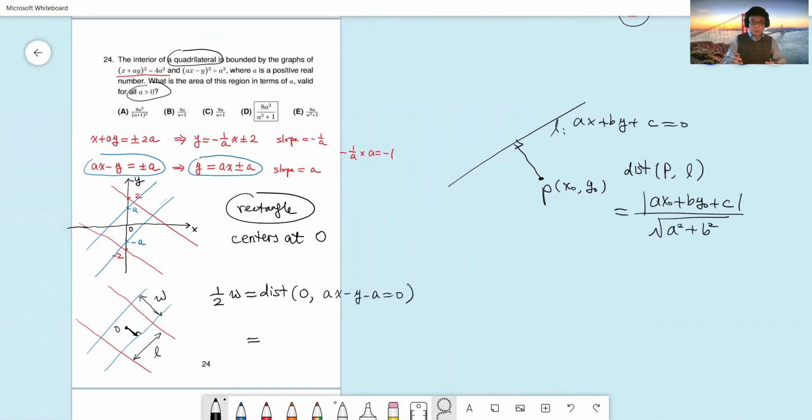Let's apply the formula here. So here x0, y0 both equal 0 because the point is the origin. So basically we have absolute value of minus a over root a squared plus 1. That means we have the width equals 2a over root a squared plus 1, because a is positive.